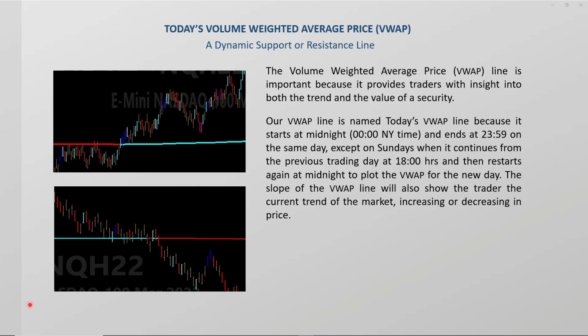Our VWAP line starts at midnight, New York time, that's 00, and ends at 23:59 on the same day, except on Sundays, when it continues from the previous trading day at 1800 and then restarts again at midnight to plot the VWAP for that new day. The slope of the VWAP line will also show the trader the current trend of the market, increasing or decreasing in price.